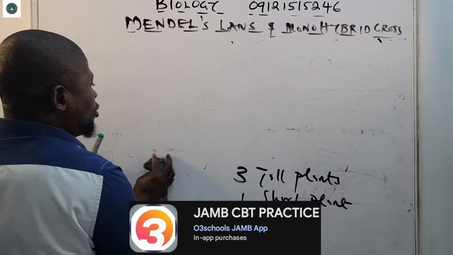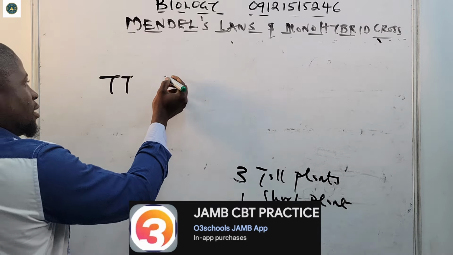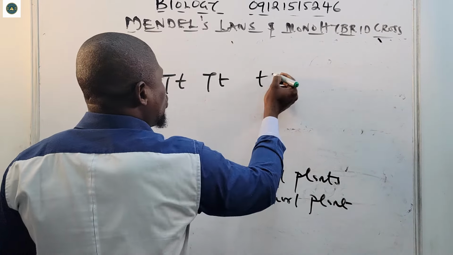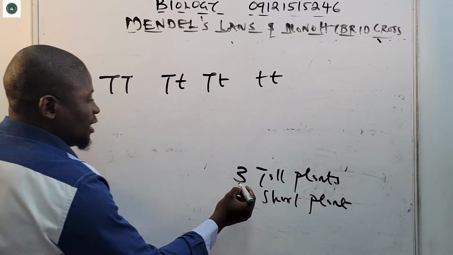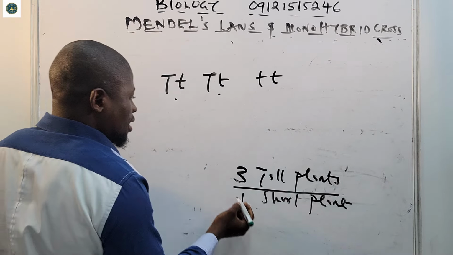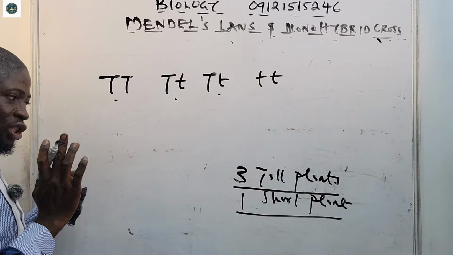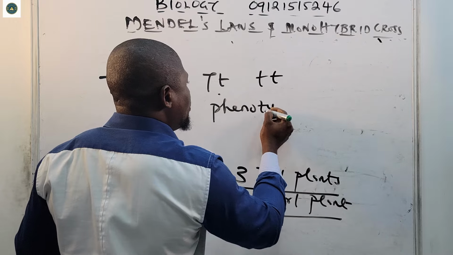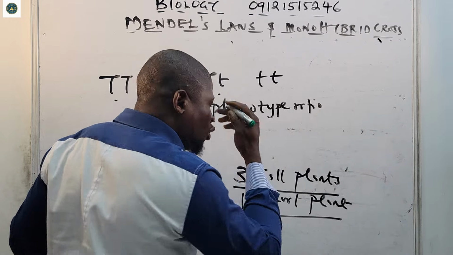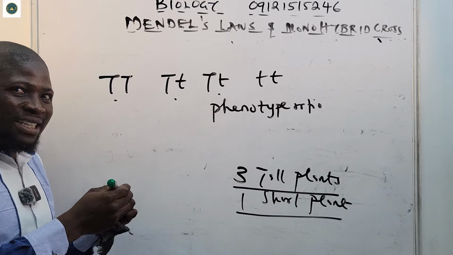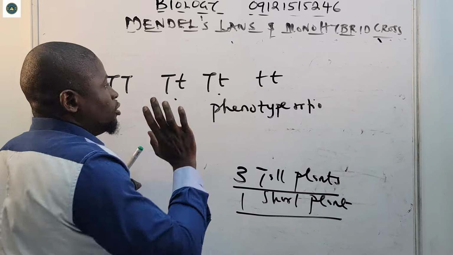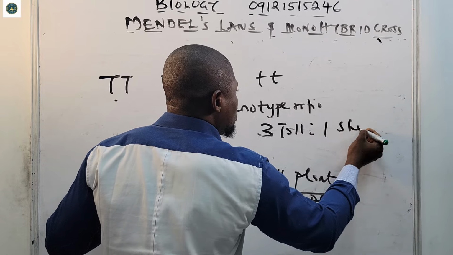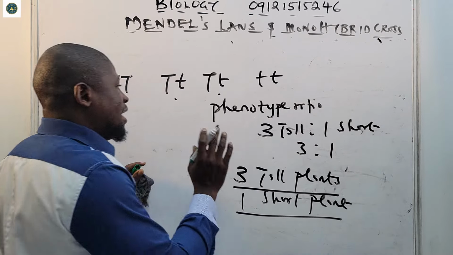At the end of a monohybrid cross, we have one pure tall plant, two heterozygous tall plants, and one pure short plant. So we have 3 tall plants in total, 1, 2, 3, then one short plant. So the phenotype ratio, the observable characteristic, is the one where we go outside and see that 3 of these plants are tall and 1 is short. So we have 3 tall to 1 short, that is 3 to 1.